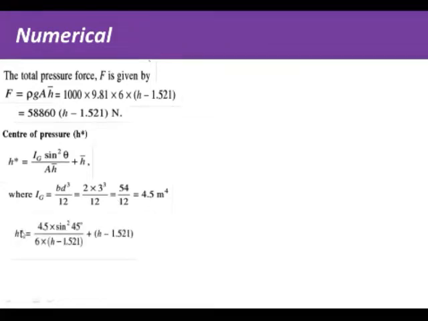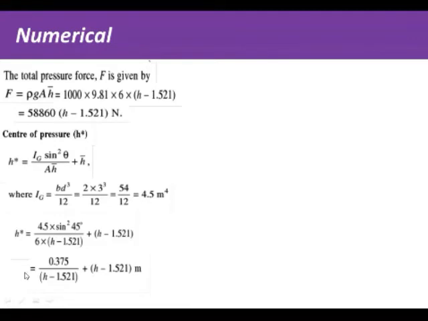So H star equals Ig, which is 4.5, into sin square 45, divided by A, which is 6, in bracket H bar, where H bar is H minus 1.521, plus H minus 1.521. So we can further simplify this. 4.5 into sin square theta divided by 6 comes out to be 0.375 upon H minus 1.521, plus H minus 1.521 meter. So this is the value of H star.